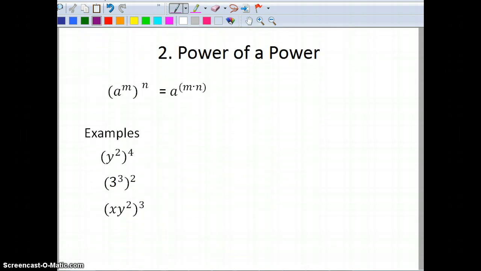Okay, now another property of exponents we have is a power of a power. Now you've got to be really careful with these because they're similar. This tells me if I have a to the m power, close parentheses, all raised to the n, that I'm going to multiply those two exponents together.